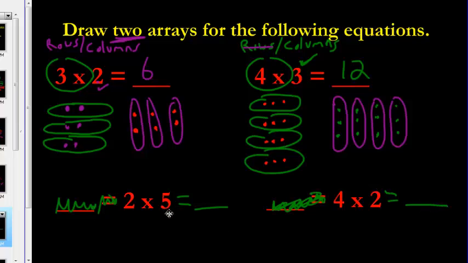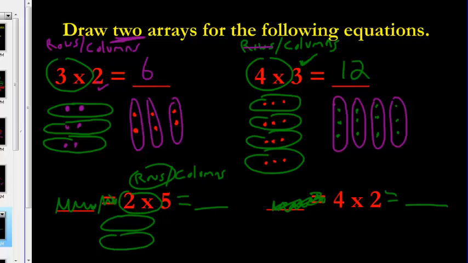So we have 2 times 5, and with arrays we just learned that it's rows and columns. So let's start again. Rows. Let's make our rows. We need 2 rows because that's what it says. 2 rows. 1, 2, and I'm going to have to put 5 in each one. 1, 2, 3, 4, 5, and line these dots up, boys and girls, very carefully. 4, 5, each one's on top of the other, and there you have the first array.